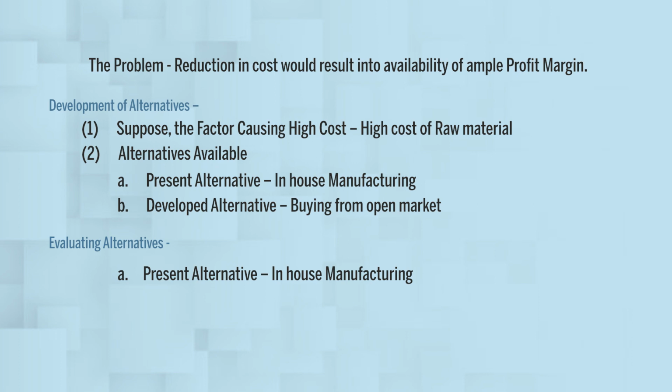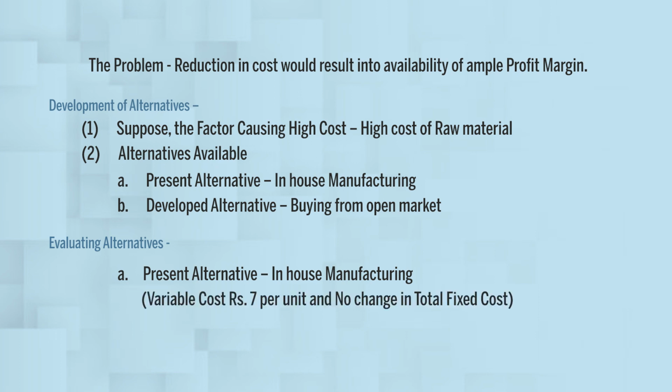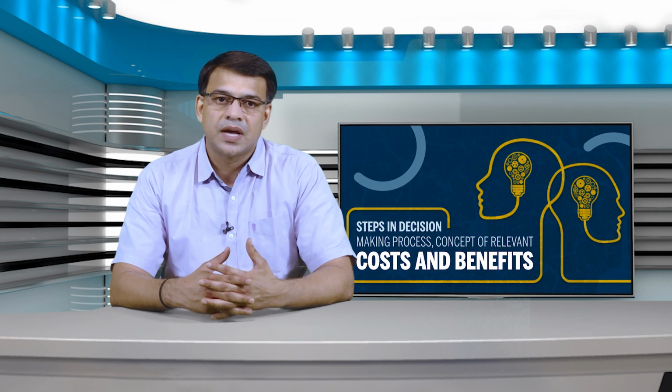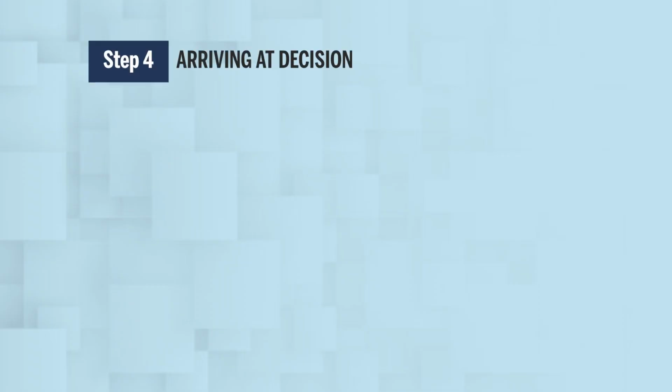Suppose the present alternative is in-house manufacturing, where variable cost is rupees 7 per unit and there will be no change in total fixed costs. The second is the developed alternative, that is buying from the open market, and if you purchase from the open market, then raw material will be available at rupees 5 per unit. This was the third step. Now, the last step is arriving at the decision.